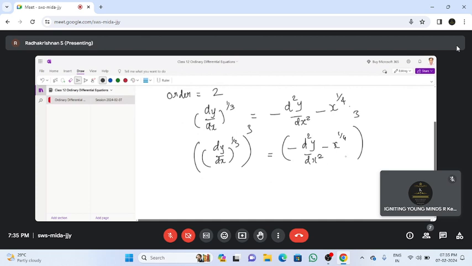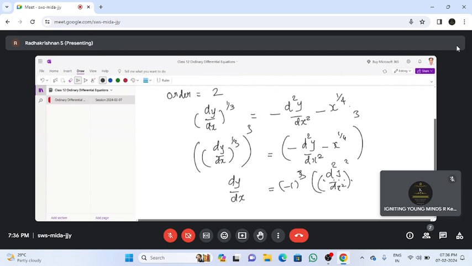Okay, so you might have fractional power of x, but that doesn't matter. Only the derivative terms, we have to make sure that the fractional powers are removed. So this is dy by dx equal to minus 1 cube into d square y by dx square plus x power 1 by 4 whole to the power of 3. I am not going to expand this. All we needed is the first term. So that first term will be d square y by dx square whole cube.